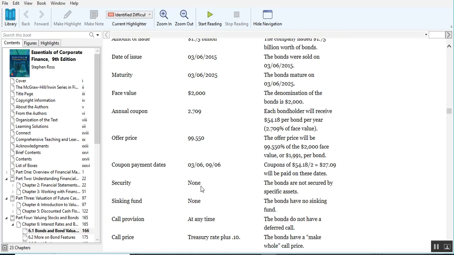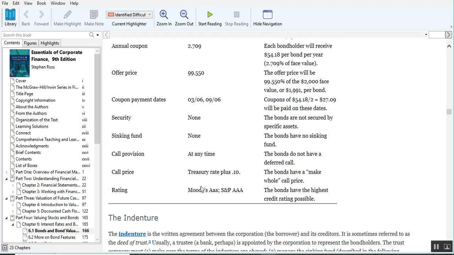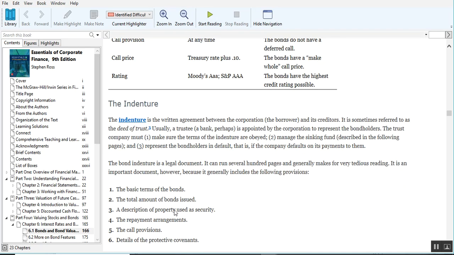It looks like. And then you have 2 times a year. And there's no security on them, and there's not a sinking fund on them. There's a call provision in them. When they say call provision, that means the issuing company can call them back at any time. The call price is whatever it is they're going to call these. They're going to pay you the treasury rate plus 10%. And then the rating for the bonds, Moody's is AAA, S&P AAA. So you can see what kind of credit rating the company issuing these has.